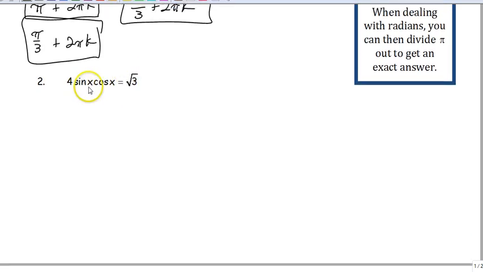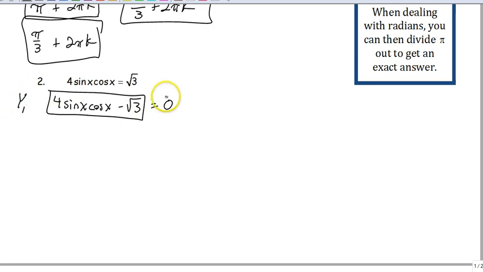Again, move it over first. So I have 4 sine x cosine x minus root 3 equals 0. This is going to be my y1. This is going to be my y2. I'm going to use the same window at first. Okay?